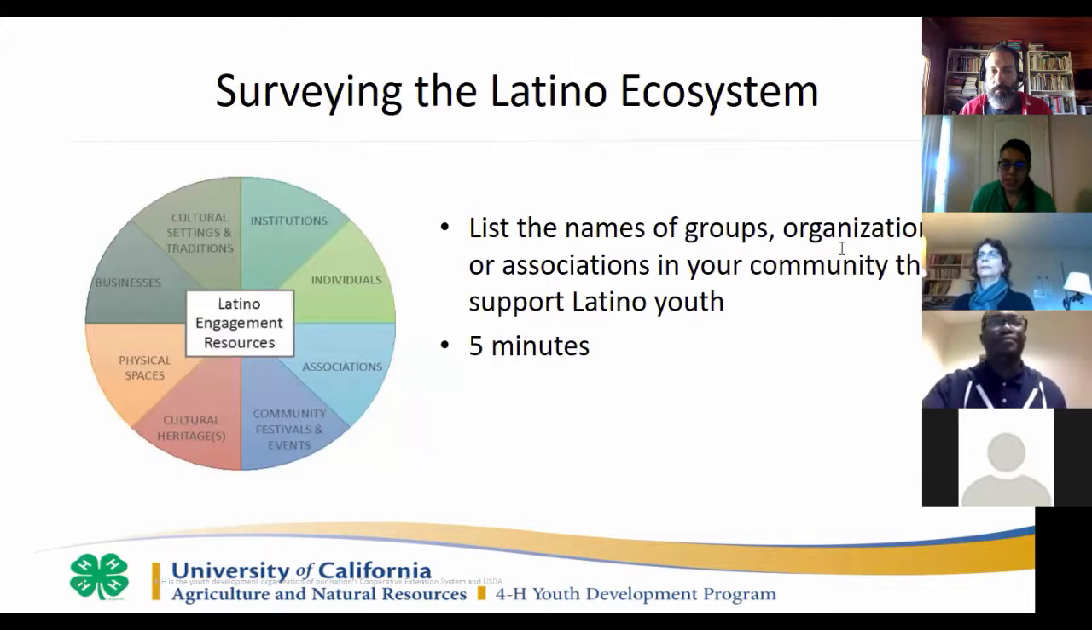And as you keep thinking, one thing that I didn't mention is that this is a process that our staff is continuously doing. This is a live document, so as we go through the community in our day-to-day life, particularly as extension staff, we continue to build into this surveying the Latino ecosystem chart.